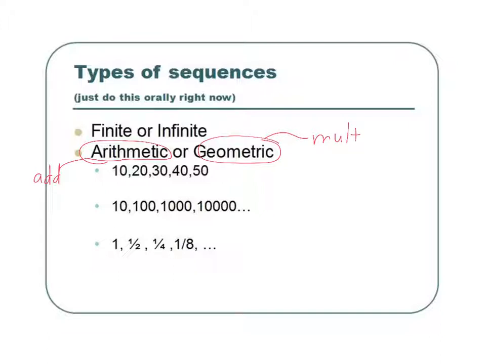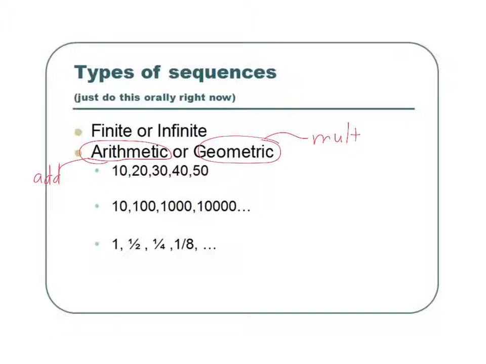So if you think of the concert hall problem, if you would have listed out how many seats were in each row, 65, 67, 69, 71, would that be arithmetic or geometric? Well, it'd be arithmetic because we're adding 2 to each row.